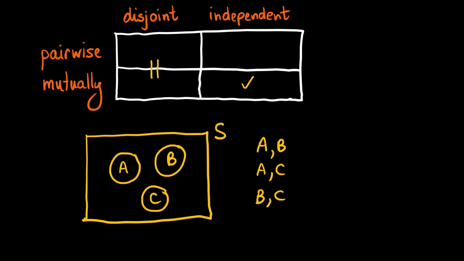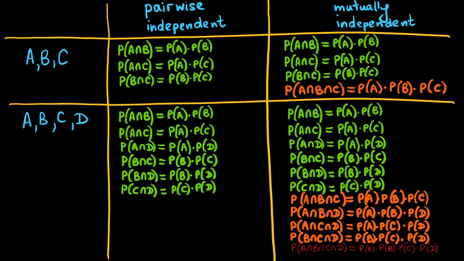But notice that if every pair is disjoint, then necessarily that implies that the three of them, A, B, and C, cannot have any points in common. So pairwise disjointedness and mutual disjointedness refer to the same thing. In fact, pairwise disjointedness implies mutual disjointedness. But this is not the case with independence. Let's take a look at an example where we have three sets and what it would mean for them to be pairwise independent, and then what it would mean for them to be mutually independent, and we'll look at four sets and what it would mean for those to be pairwise and mutually independent in turn.